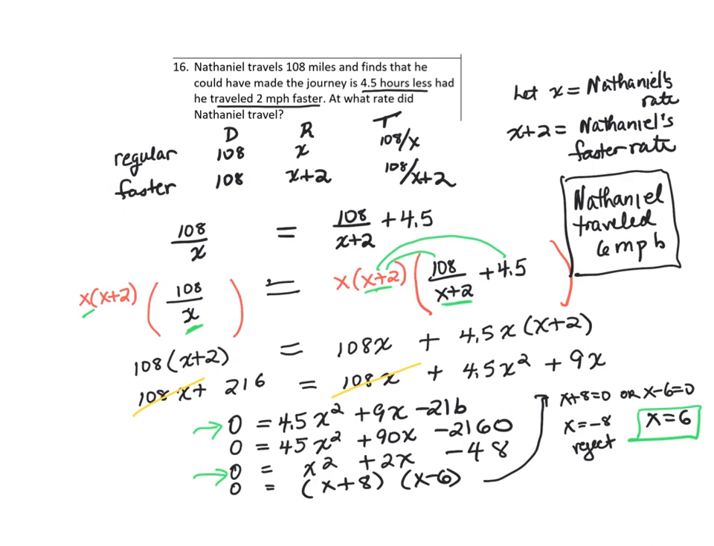Okay, and that takes care of that question. Now, in number 17, we have Claire drives to work at 50 miles per hour and arrives 1 minute late. Claire drives to work at 60 miles per hour and arrives 5 minutes early. How far from work does Claire live?